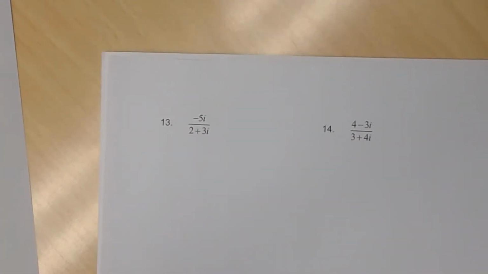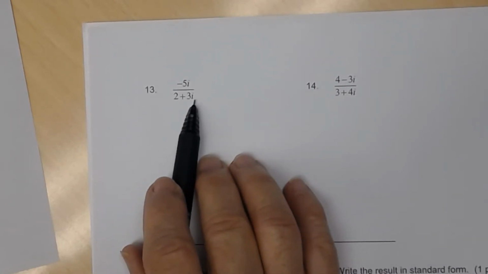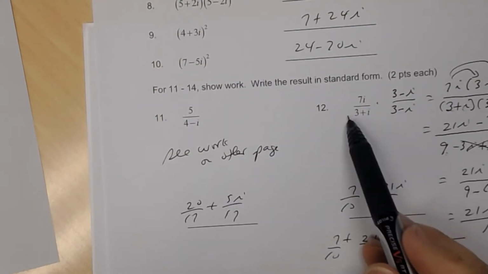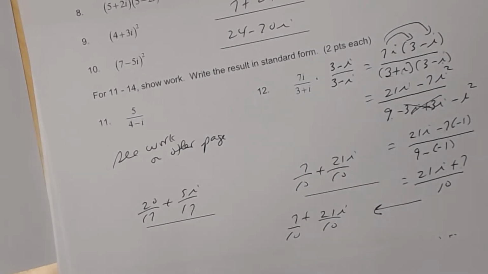Okay, number 13, same idea. Right now you have this imaginary number. You want this to be a real number. So notice when I did this, I went from an imaginary number to a real number. See, 10's a real number, not an imaginary number.